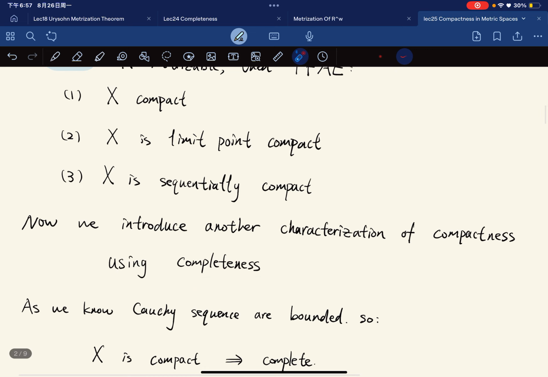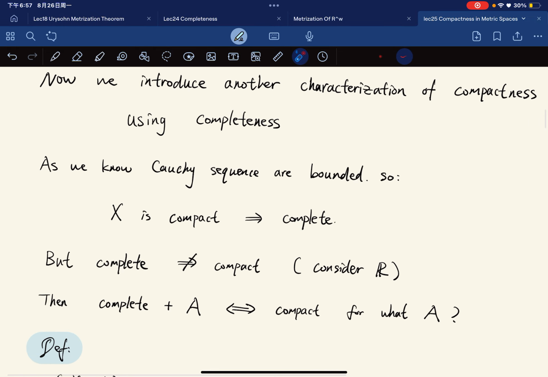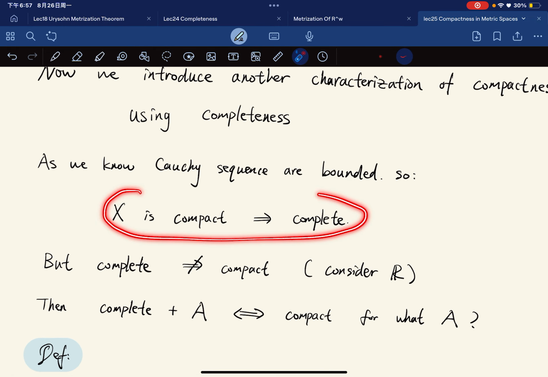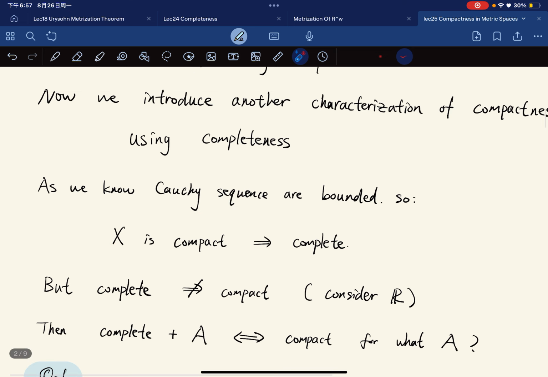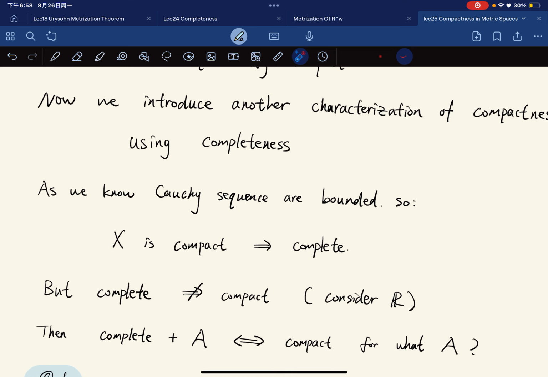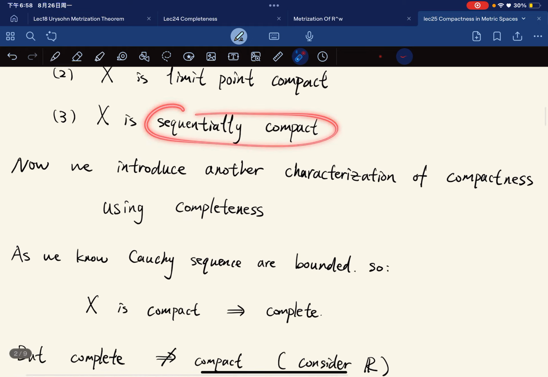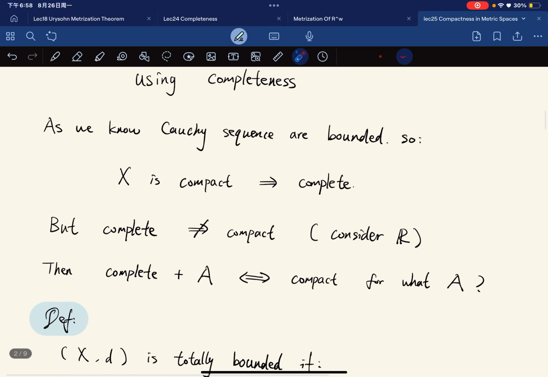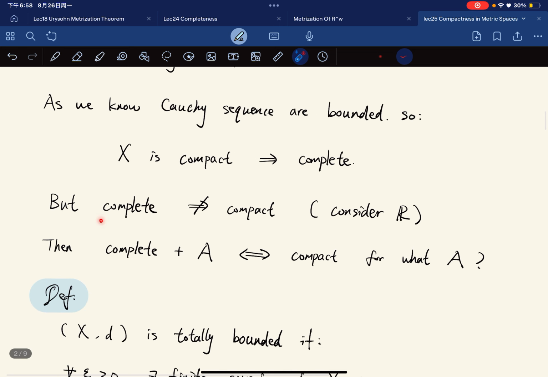last time. As we know that Cauchy sequences are bounded, so if X is compact, then X is complete, right? Because Cauchy sequences are bounded and X is compact, which is sequentially compact, right? If it is sequentially compact, it has a converging subsequence, and because the sequence is Cauchy, it must converge, so X is complete. Okay, but completeness does not imply compactness.